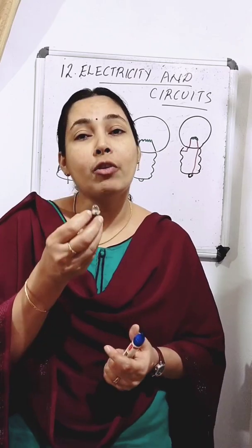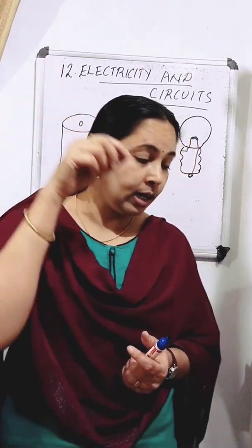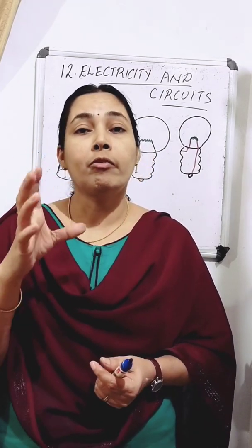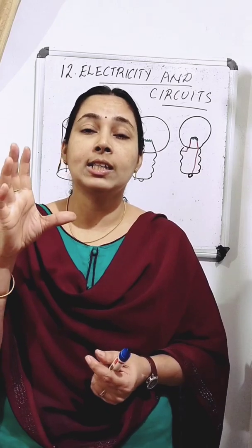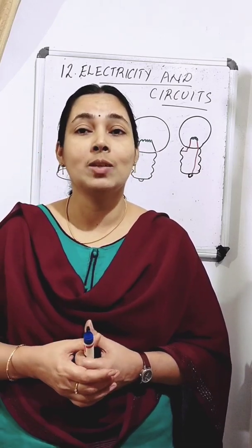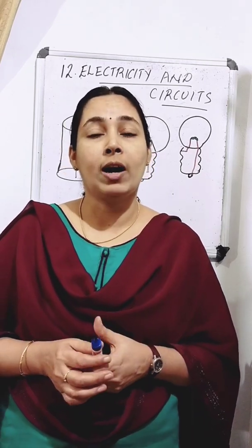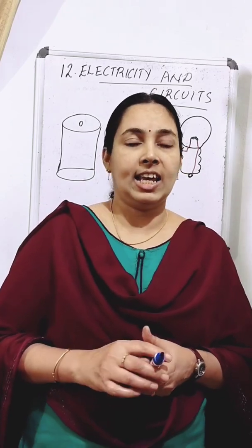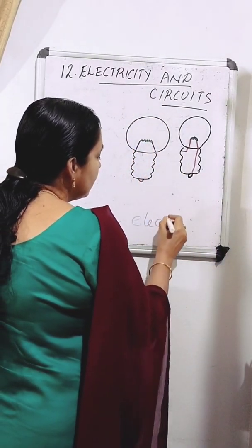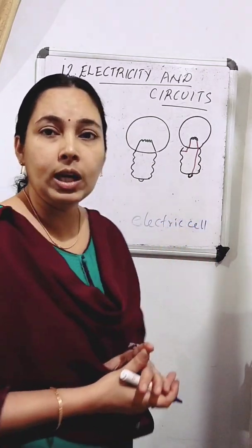Now, from where does the torch get electricity? This torch is not connected to any wire or any switch. So from where does this torch get electricity, how is electricity stored inside this torch? Electricity to the bulb in a torch is provided by the electric cell. So what is giving electricity to the torch? The electric cell is giving electricity to the torch.